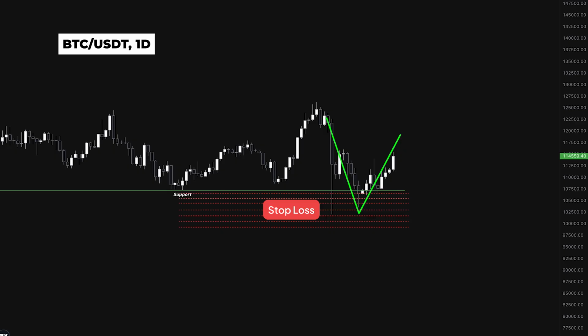This is the Bitcoin USDT on the daily chart on the 27th of October 25th. That's not a market error, it's a perfectly orchestrated trap.